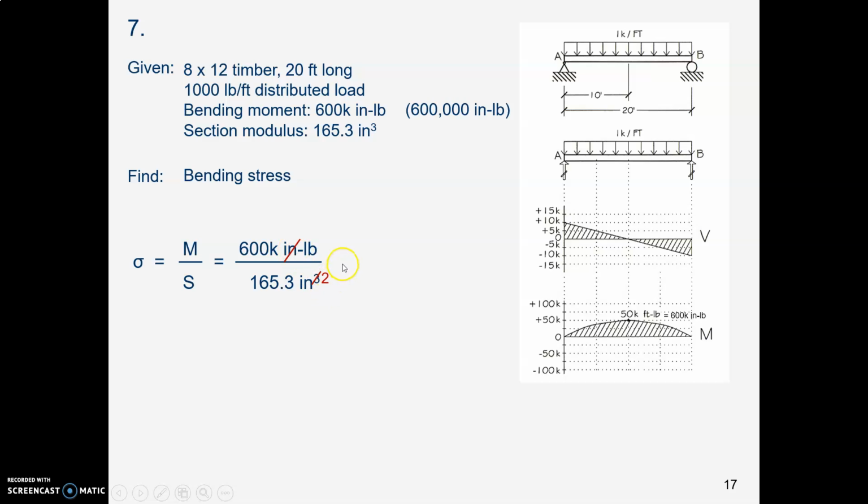So now we've got, look at that, pounds over square inches. In other words, we've got pounds per square inch, or PSI. And whatever number you come up with is your good old stress in PSI. I feel like we're coming full circle.